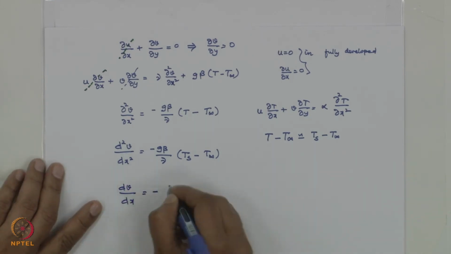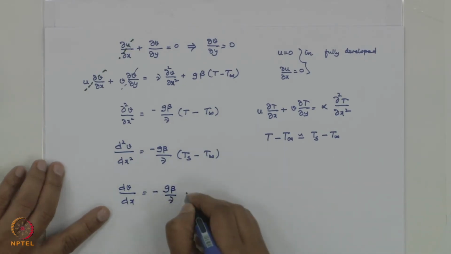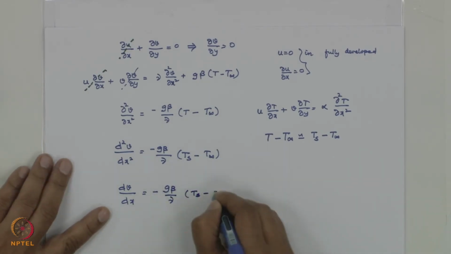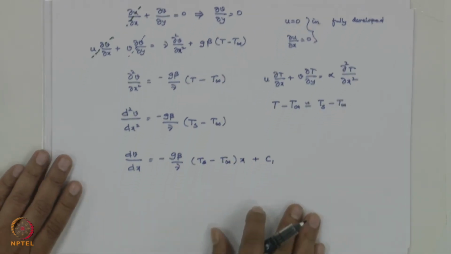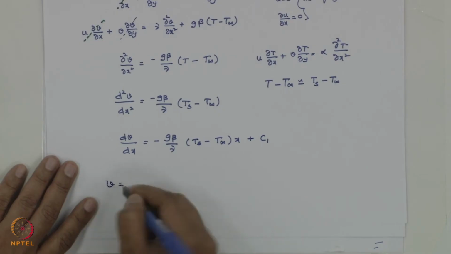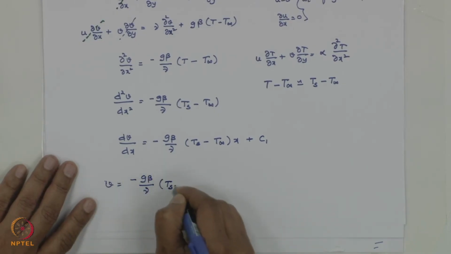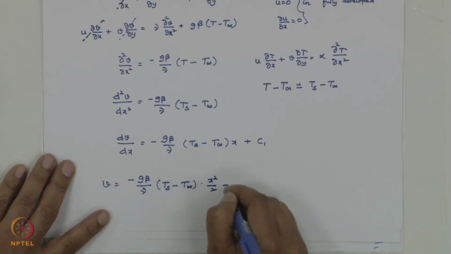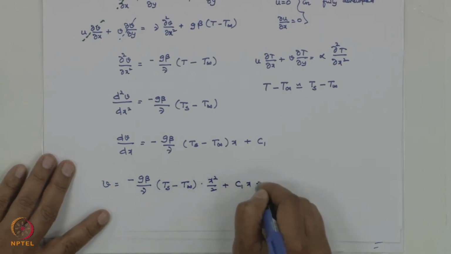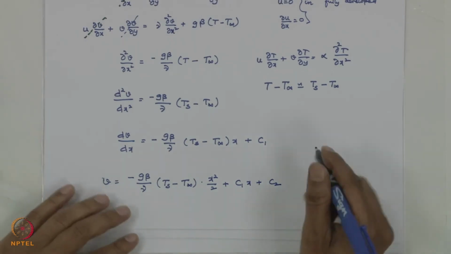If we do that, you get dv by dx equal to minus g beta by nu, integrating, (Ts minus T infinity) into x plus C1. Once again, if I integrate, v is equal to minus g beta by nu (Ts minus T infinity) x squared by 2 plus C1 x plus C2. So now, what are the boundary conditions?